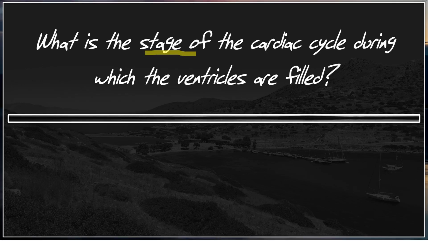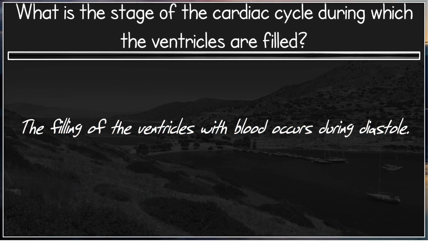What is the stage of the cardiac cycle during which ventricles are filled? The filling of the ventricles with blood is called diastole.